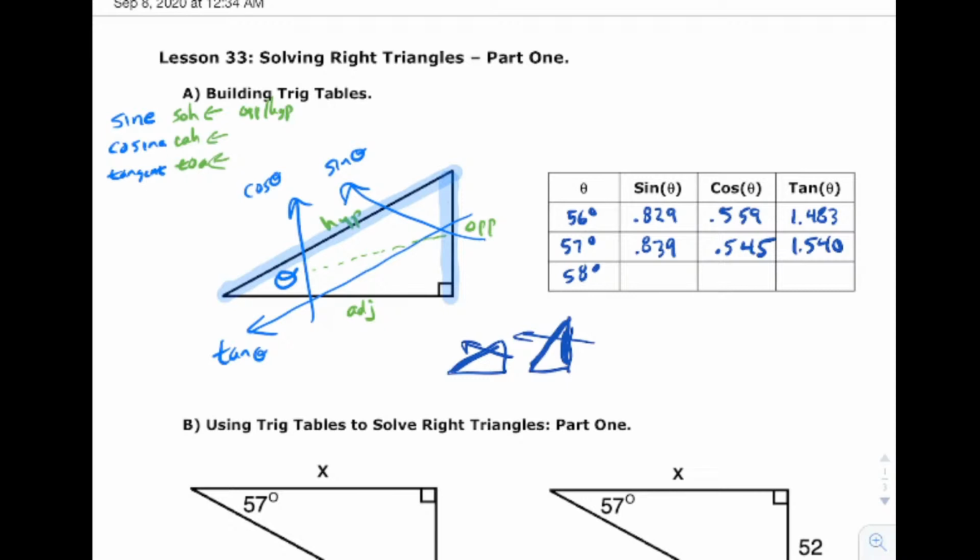And then you could build another triangle at 58 degrees, and you could make the measurements and so on, take the ratios, write down your results in a nice table. So I'm just finishing this table for us here. So we'll at least have information for 3 different angles. That's kind of nice. That'd be a 0.530. And then over here, what do we got?